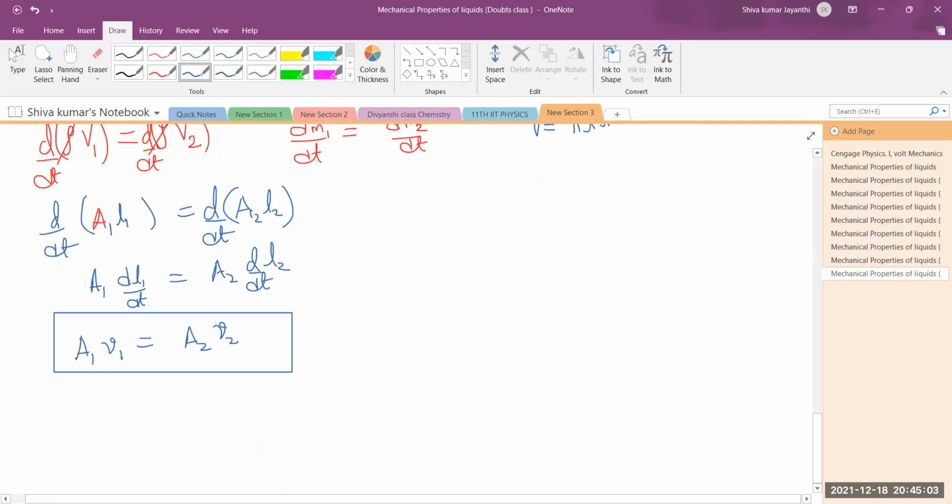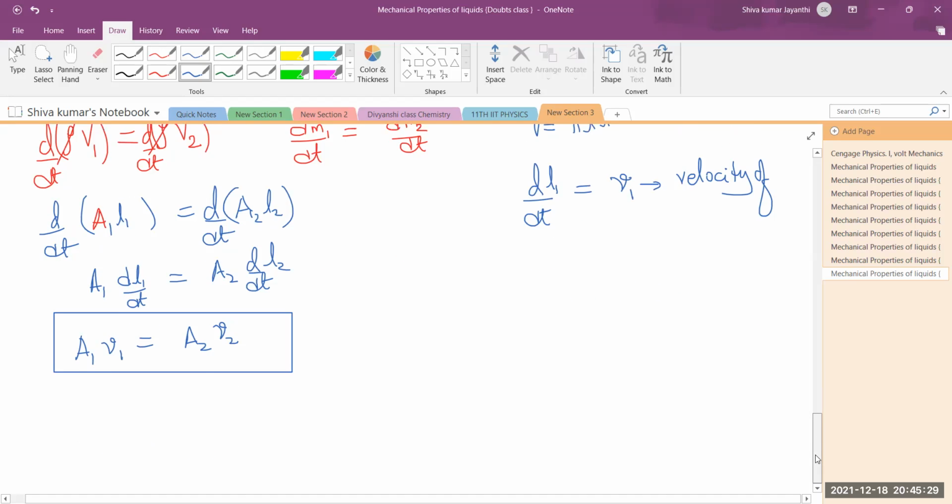Now what does it mean? If we differentiate length, we'll get velocity, dl by dt. What is dl by dt? If you differentiate length, you get velocity, right? Velocity V1. This is velocity, not volume. So M1 by M2 is equal to area into velocity of the first one by area into velocity of the second one, second mass.